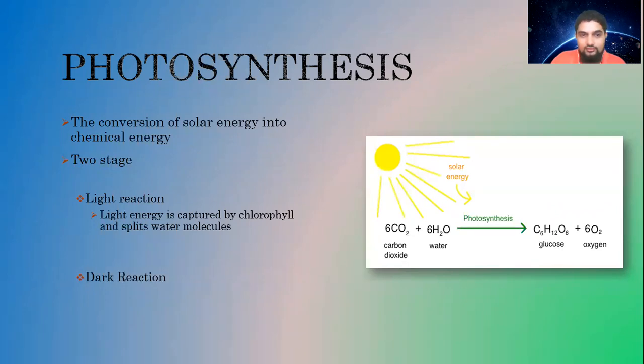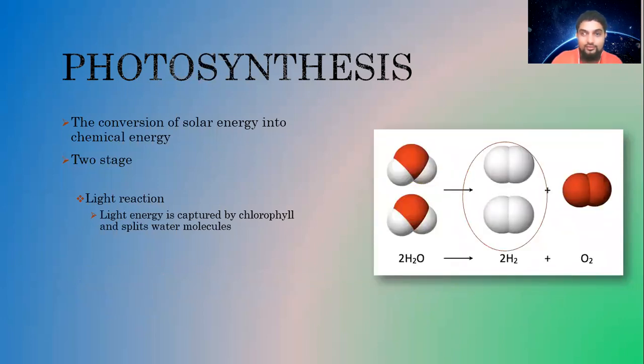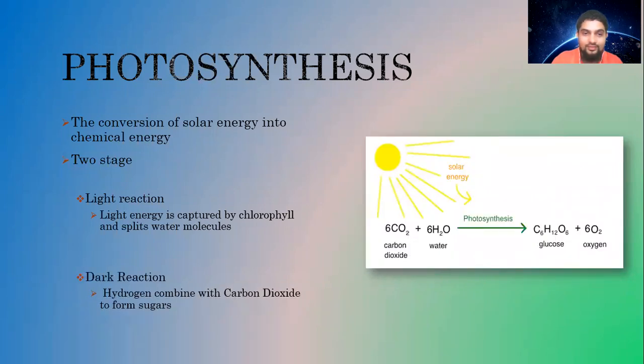And the second section, dark reaction. Dark reaction doesn't mean it happens in the dark. But the reason they name it dark reaction is that it doesn't need light. Dark reaction can happen when there is light or when there is no light. What happens in dark reaction is that the hydrogen that we looked at in the previous slide, the hydrogen that came from the water, would combine with carbon dioxide and form sugars. The sugar that you know about that is formed is glucose.